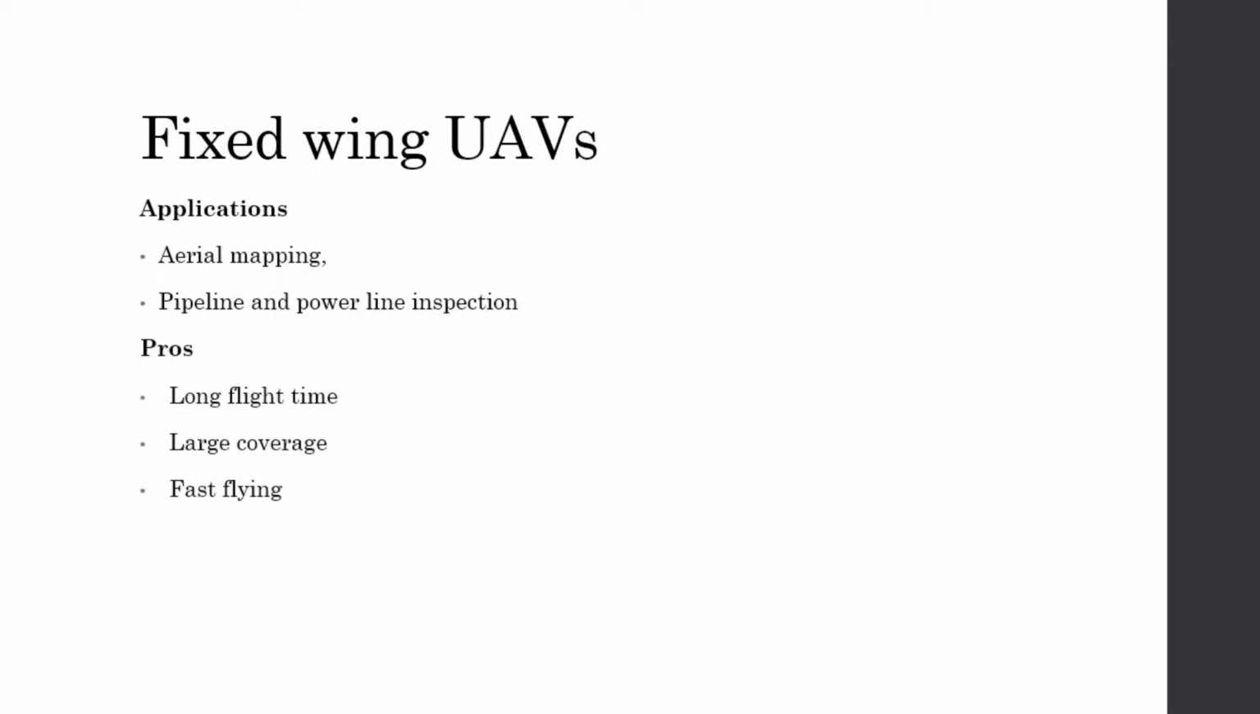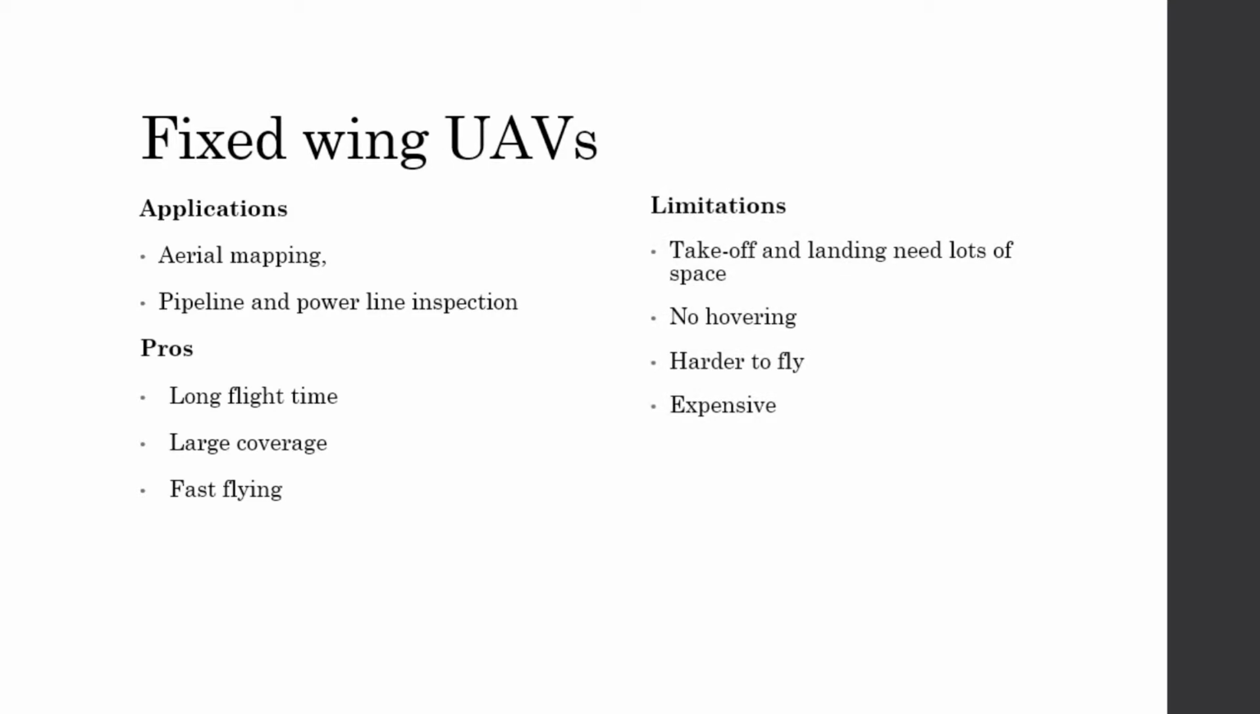The pros of UAVs is that they have a long flight time, cover a large area, and are fast. The limitations are that they need a large amount of area to take off and land, are unable to hover, harder to fly, and are expensive with a cost of roughly $25,000 to $120,000. Their service requirements though are cheaper due to less moving parts.